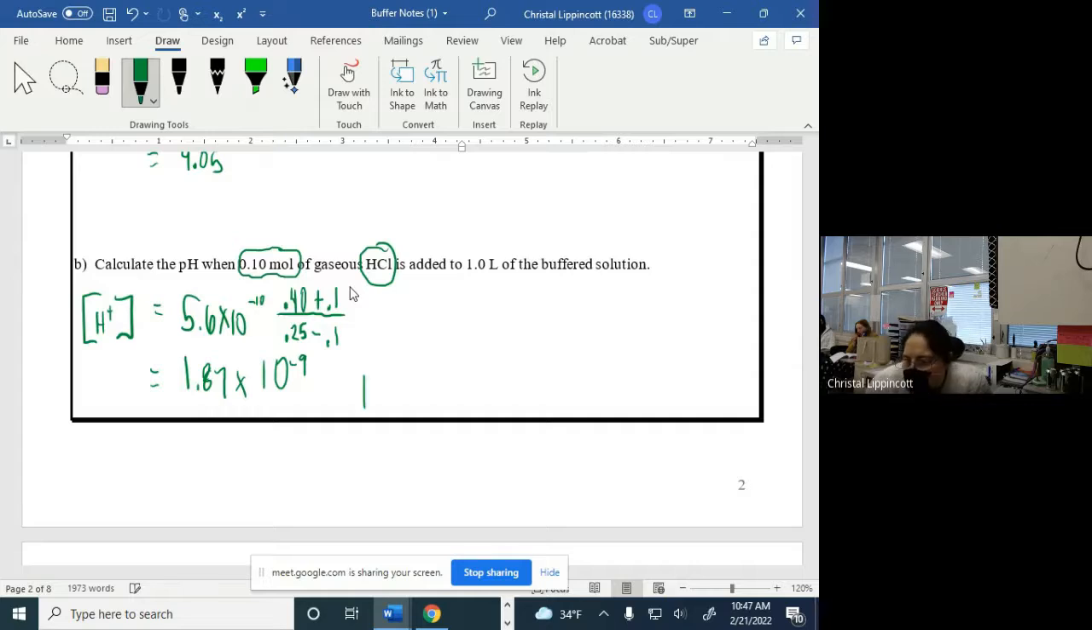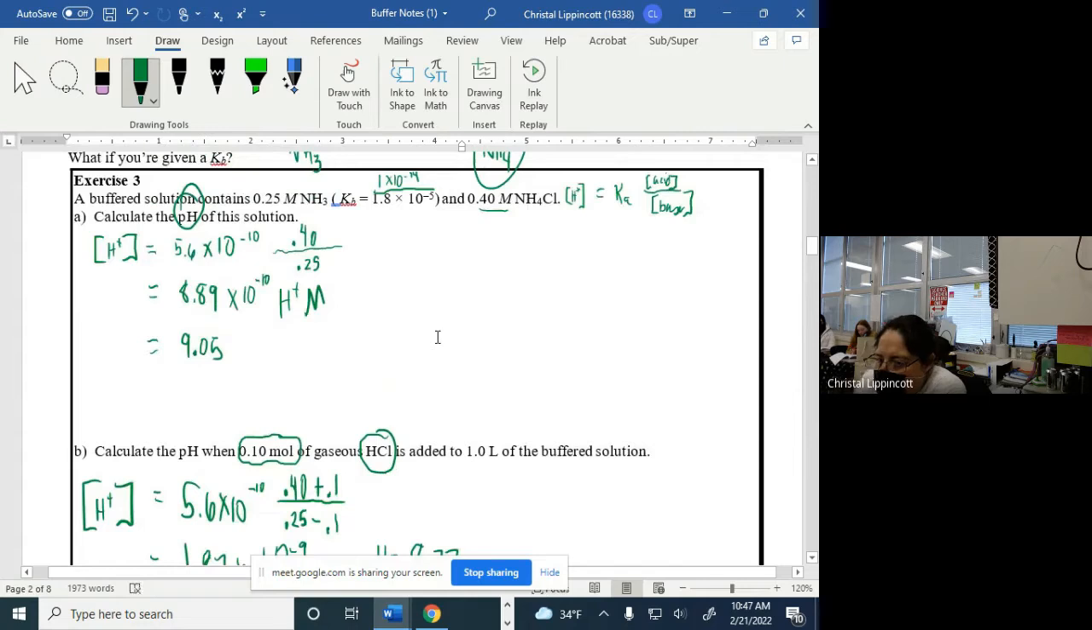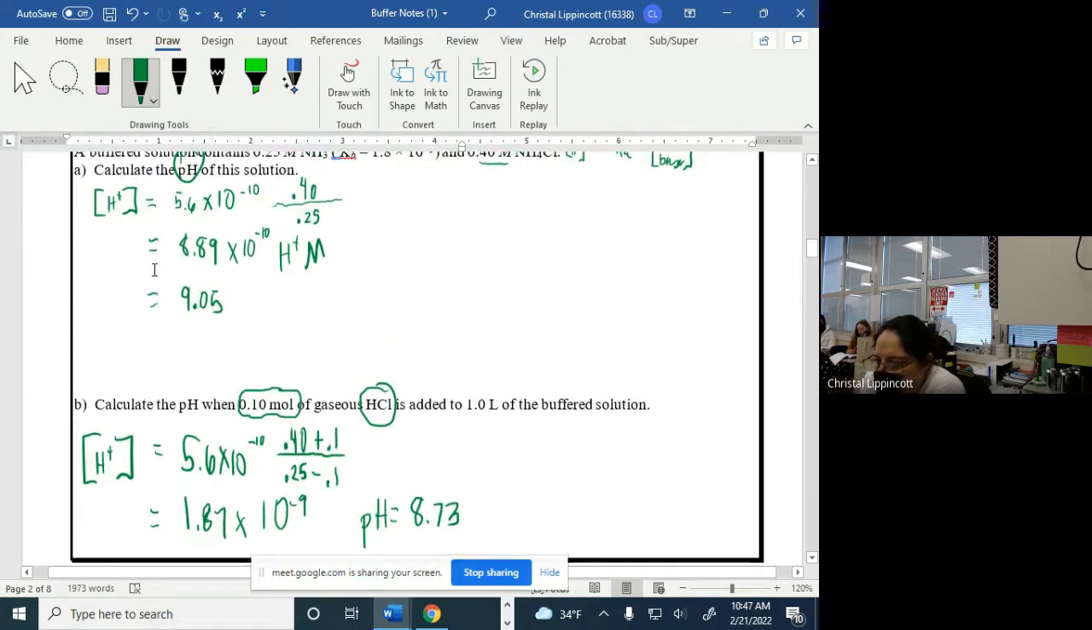Which means the pH, if I take the negative log of this, is going to be 8.73. Okay? Does that make sense? When we added acid in, our pH went down. Is that rational? Yes, because it gets more acidic. Acidic goes down.